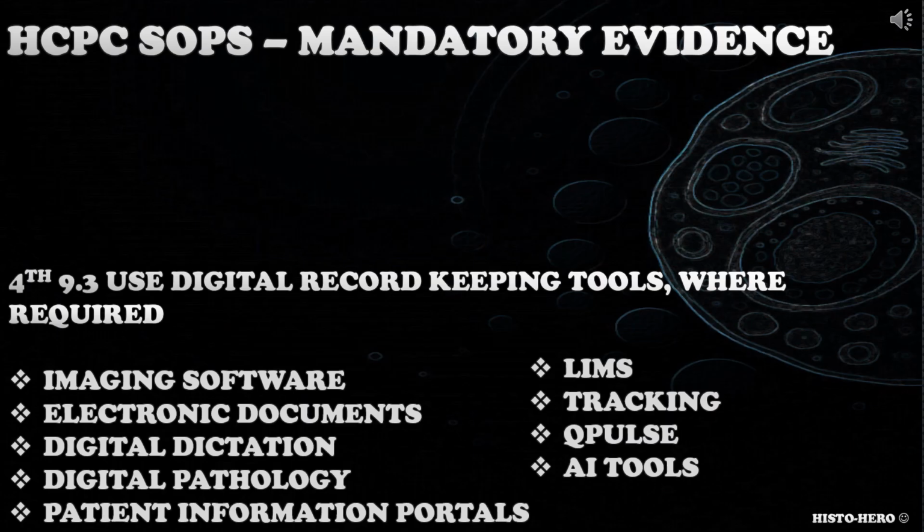Consider LIMS systems, tracking systems like Vantage, imaging software, electronic copies of documents, Pulse, patient information portals like Spine or ICE, digital dictations, digital pathology, and so on. Those are the standards you have to keep in mind when writing your mandatory evidence.